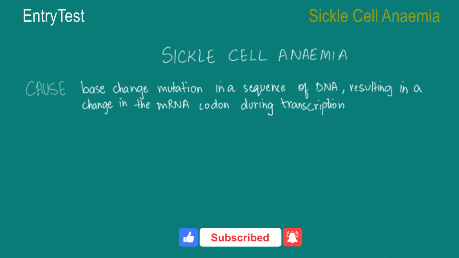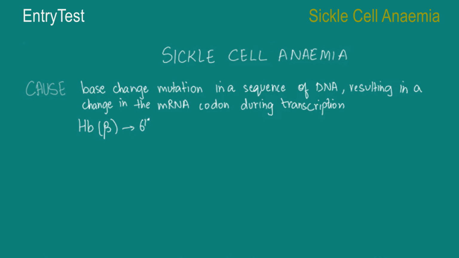There is a base change mutation in a sequence of the DNA. So you know what happens when the DNA sequence gets changed? The mRNA that will be formed during transcription will be changed. And what happens when the mRNA codon is changed? The resultant polypeptide chain is going to be different. So what happens is in hemoglobin, now hemoglobin is a very important protein. In the beta chain of hemoglobin, the sixth codon for the beta chain of the hemoglobin is changed from GAG to GTG on the non-coding strand.